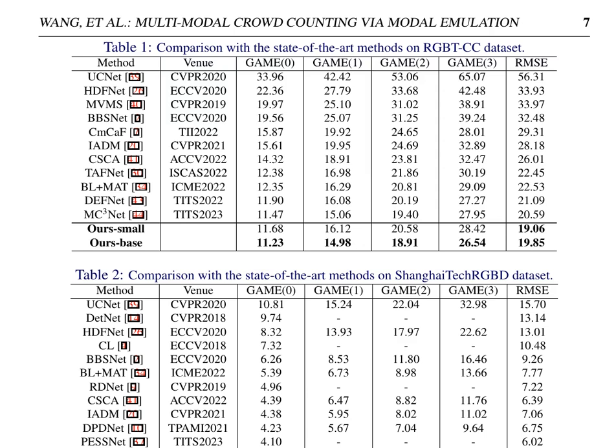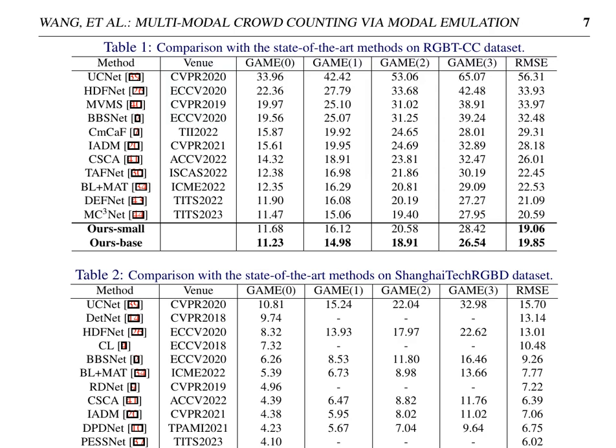A comprehensive comparison of the proposed multimodal crowd counting model with state-of-the-art methods is presented on 2 datasets, RGB-TCC and Shanghai Tech RGB-D. The results, shown in tables 1 and 2, respectively, demonstrate the superiority of the proposed model. On the RGB-TCC dataset, the proposed model outperforms existing state-of-the-art methods, such as UC-Net, HDF-Net, and BBS-Net, in terms of GAME and RMSE metrics, achieving a GAME 0 of 11.23 and an RMSE of 19.85. This significantly improves upon the MC3Net's performance.